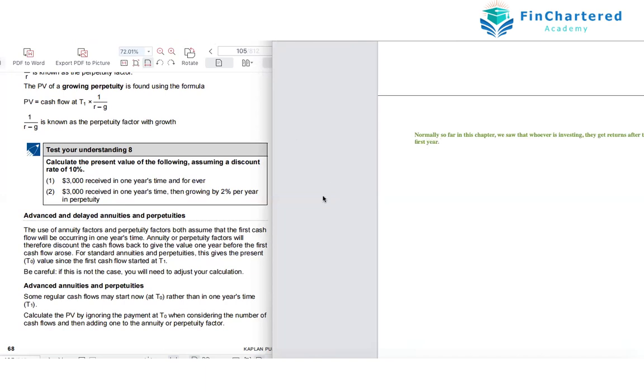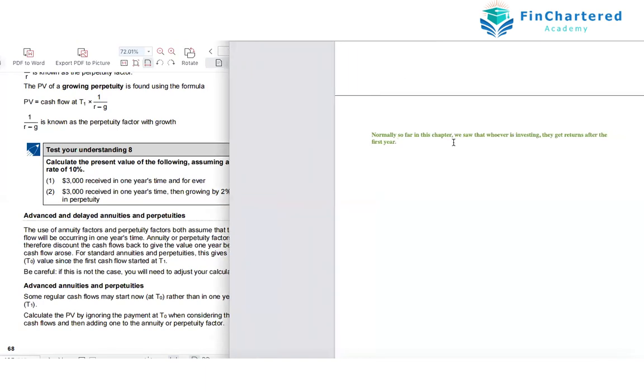I still see people are still joining. Osama is here, Jigyasa is here, Anjana, Niharika, Yashika, good. So normally, so far in this chapter, we saw that whoever is investing, yes, Anjana, thanks for pointing that out.